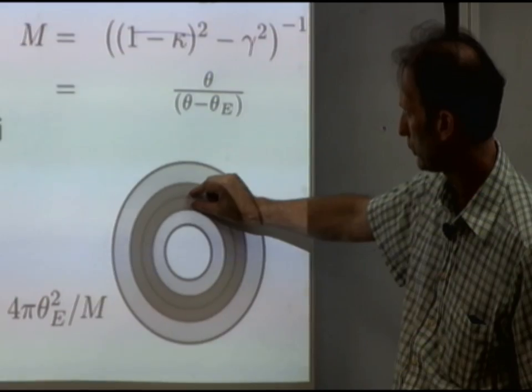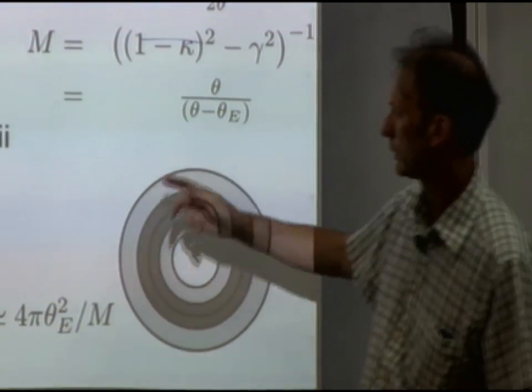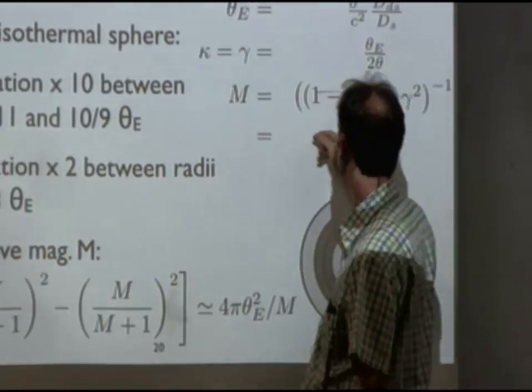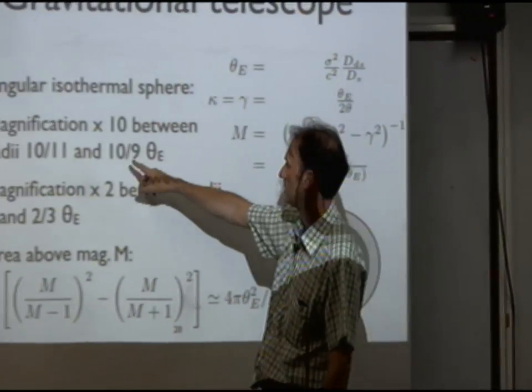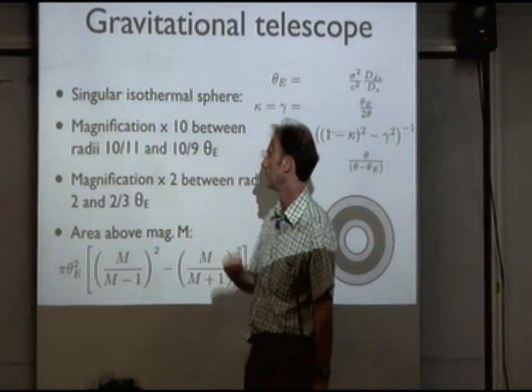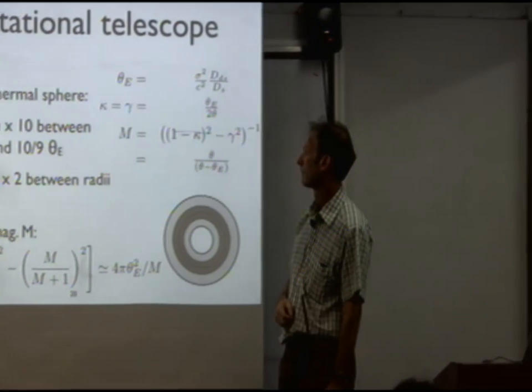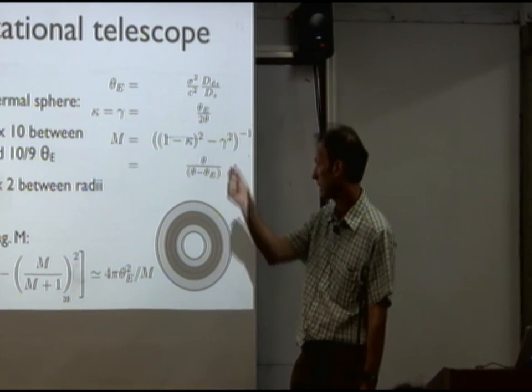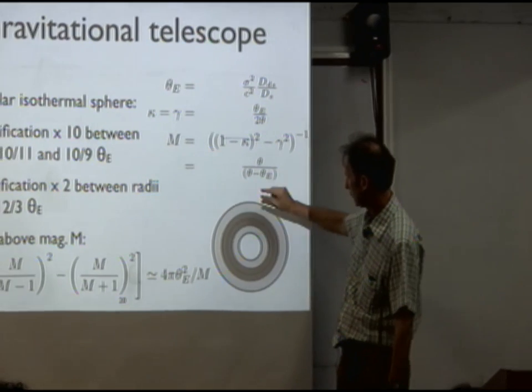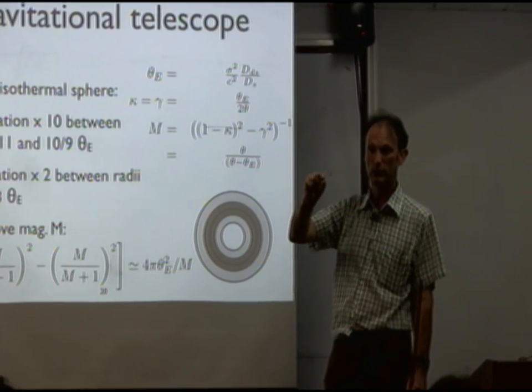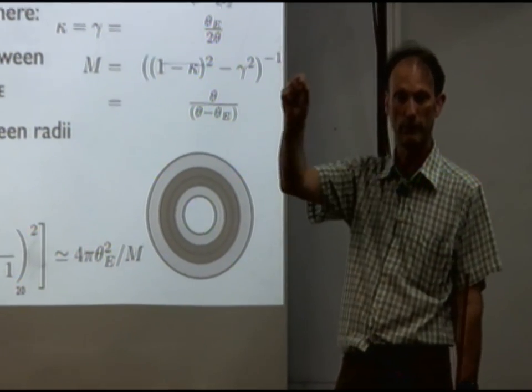If you go even closer to the critical curve, you can do the same calculation. You can ask, for example, how close you have to go to get a magnification of 10, and you find you have to go between 10/11 and 10/9 of the Einstein radius. So a very thin ring around the Einstein radius. And of course, the closer you get, the larger the magnification, until on the Einstein ring itself, the magnification is infinite.